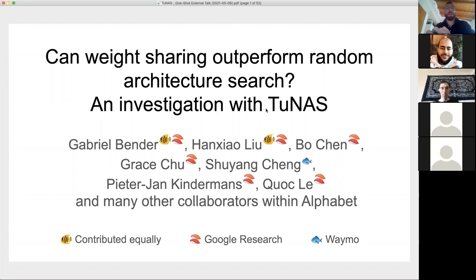So it was a CVPR 2021 paper. 2020, right? Not 21. 2020. 2020, yeah.